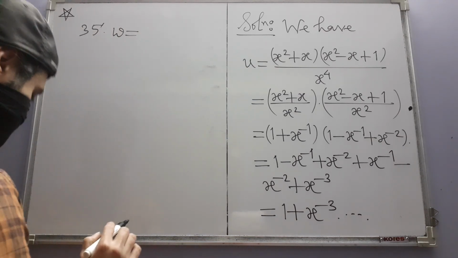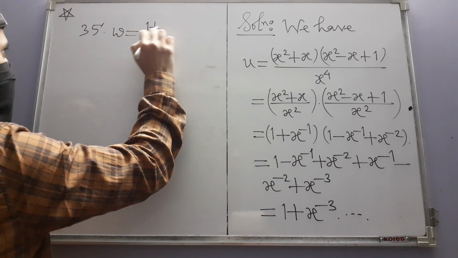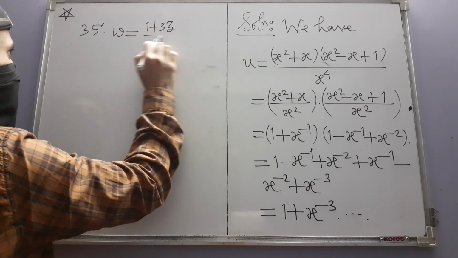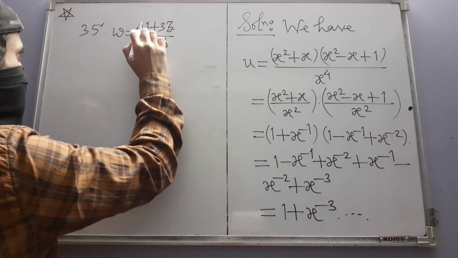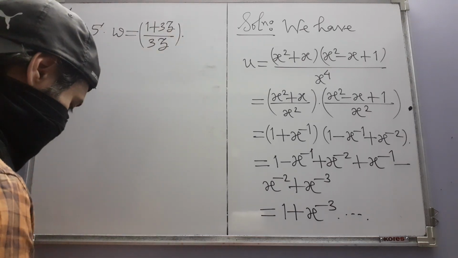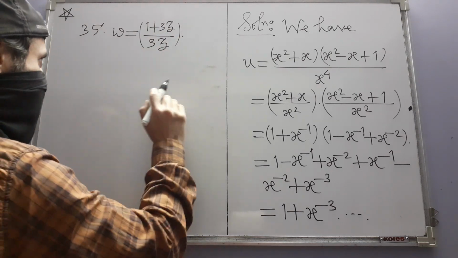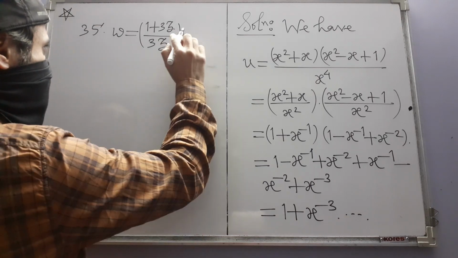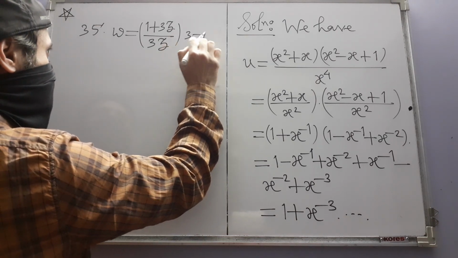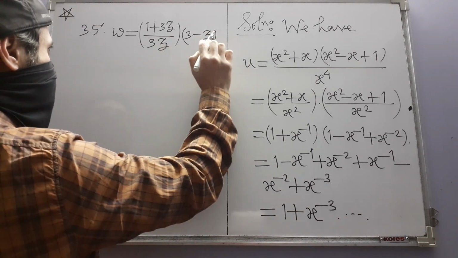Next, 35. Yet other names. W equal to 1 plus 3z divided by 3z, or if you prefer to call it z, whatever you want to call it, it's just a variable.